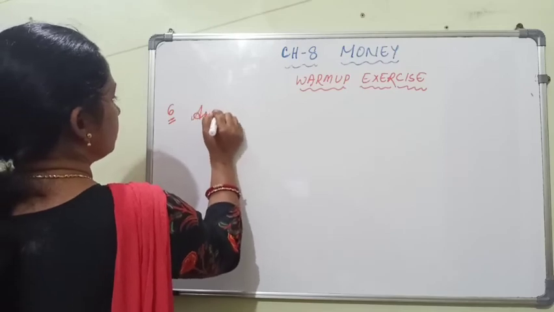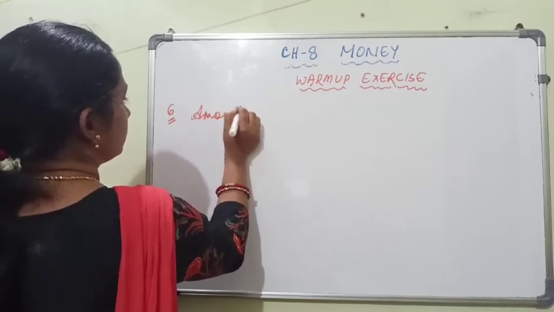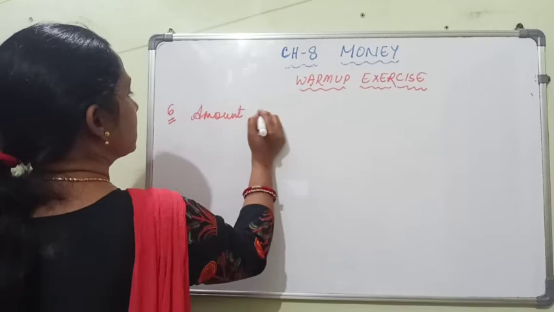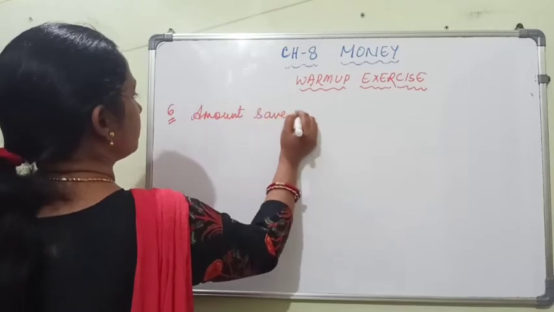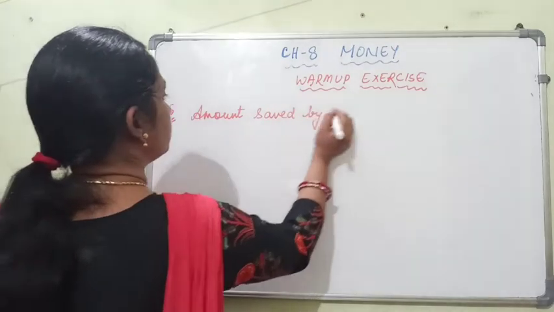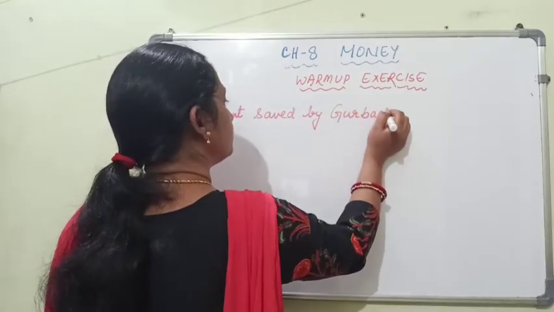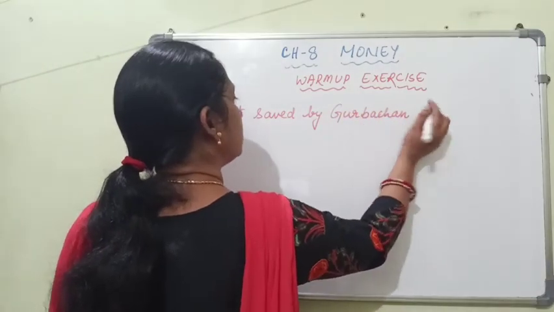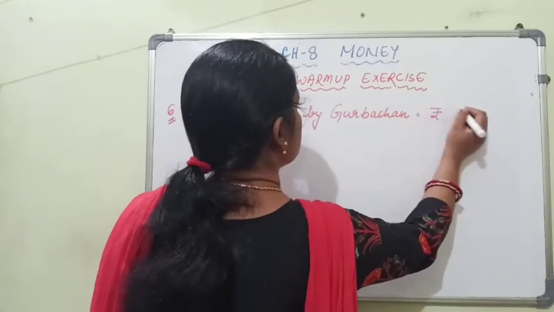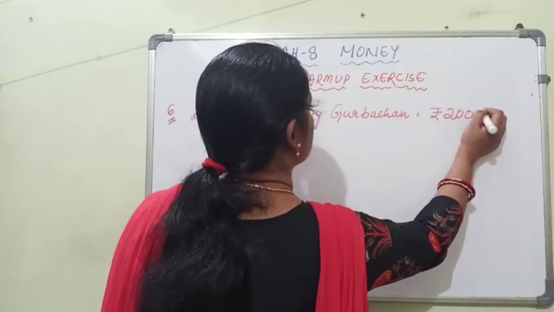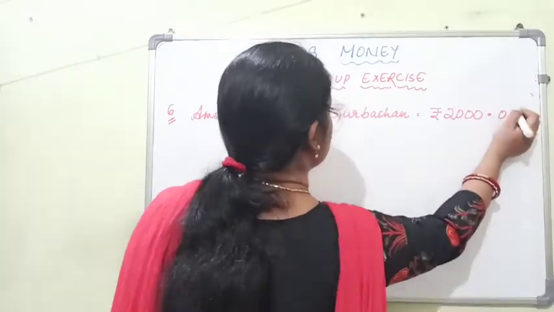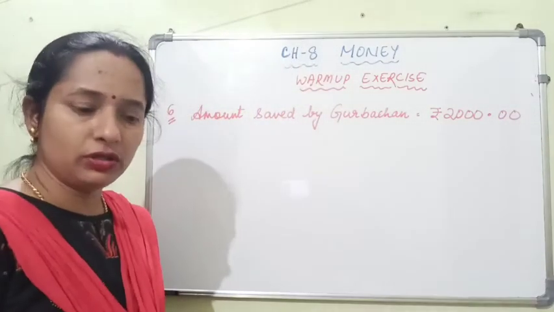Amount saved by whom? Gurbachan. How much, children? It is rupees 2000. Isn't it? So how many paise? Paise part will be 0, 0.